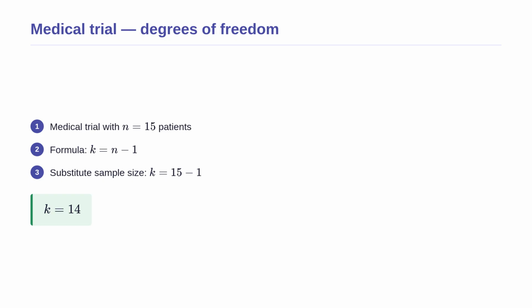Let us apply this simple formula to a real-world medical scenario. Imagine you are conducting a medical trial with 15 patients to test a new blood pressure drug. You need to find the degrees of freedom for your t-distribution to understand which specific curve to use for your analysis. Finding this number is the crucial first step before you can look up any critical values.